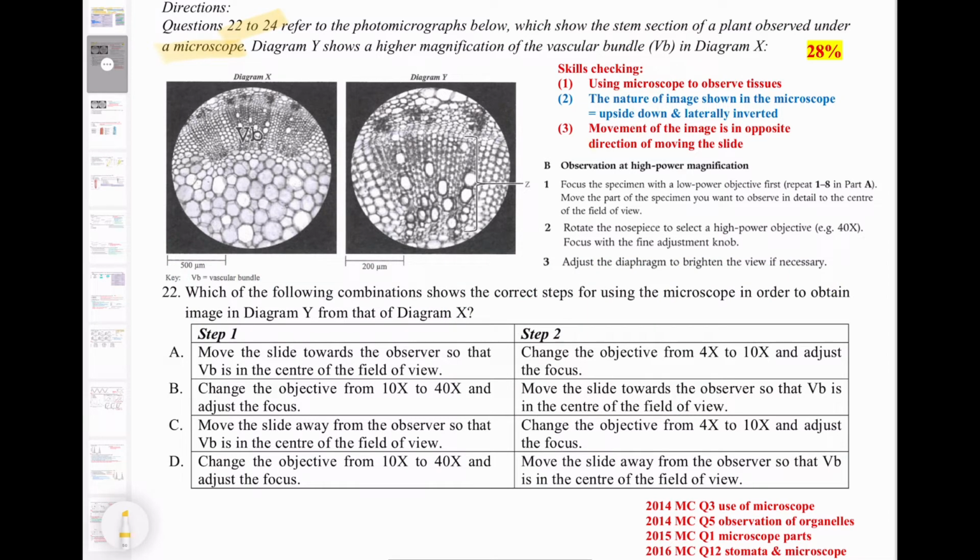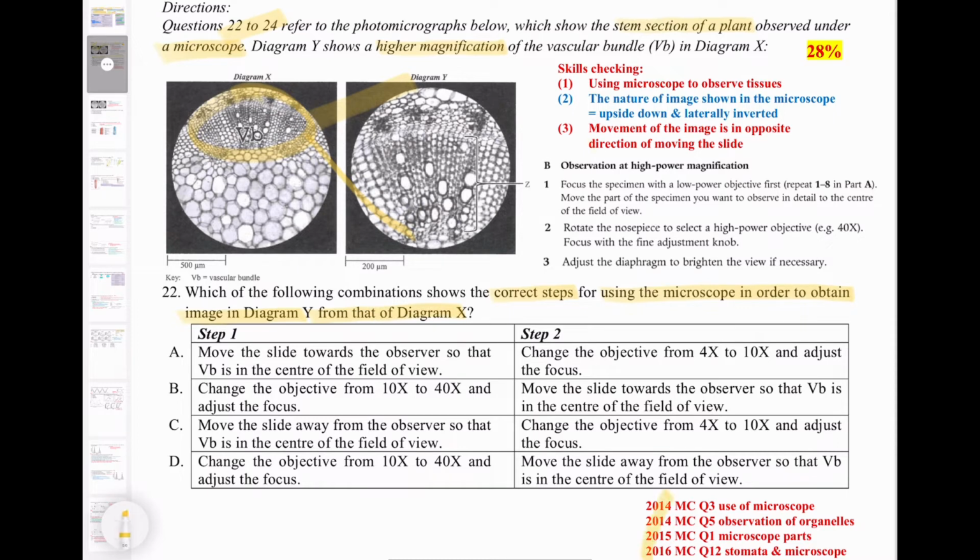Question 22 and 24 is about the use of microscope. So we are observing the stem section of a plant, and in diagram X it shows the vascular bundle, and in diagram Y is the high magnification of the vascular bundle. That means we zoom in to observe the vascular bundle. So the question is asking the correct steps of using the microscope in order to obtain the image in diagram Y from that in diagram X.